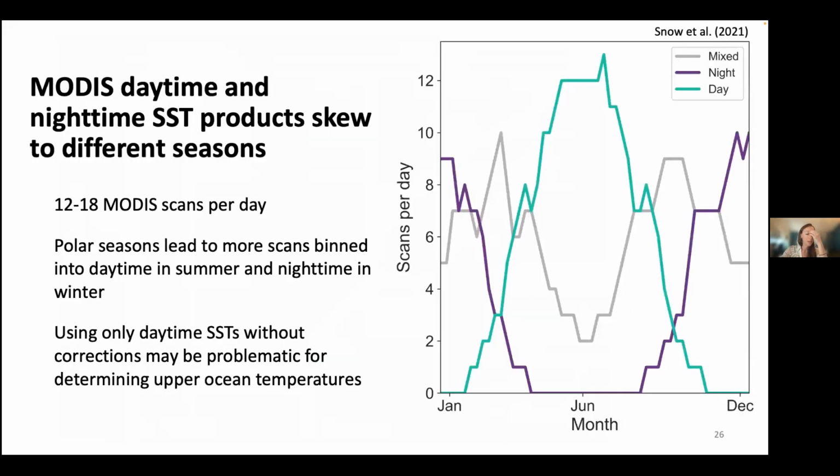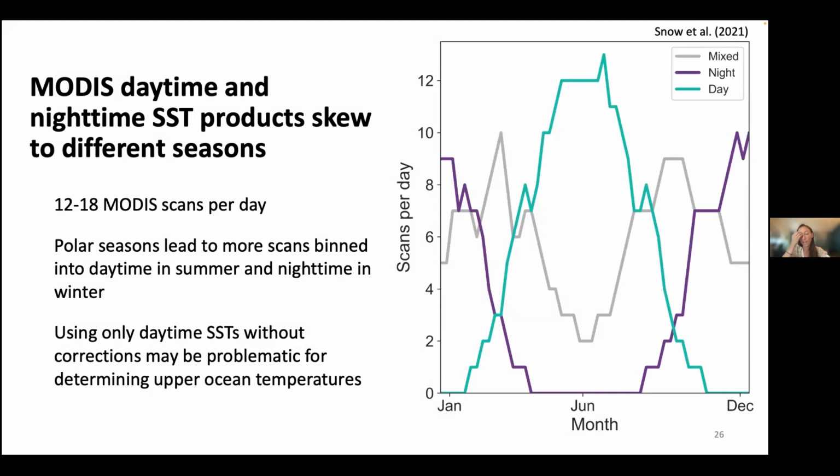year. And this is really important because MODIS takes 12 to 18 scans per day, and as I mentioned, is binned into a daytime and nighttime product. Because polar regions experience a polar winter where it's all nighttime for 24 hours, and polar summer where it's all daytime for 24 hours, all of these scans per day are binned into a daytime product in the summertime, biasing that product towards summertime.